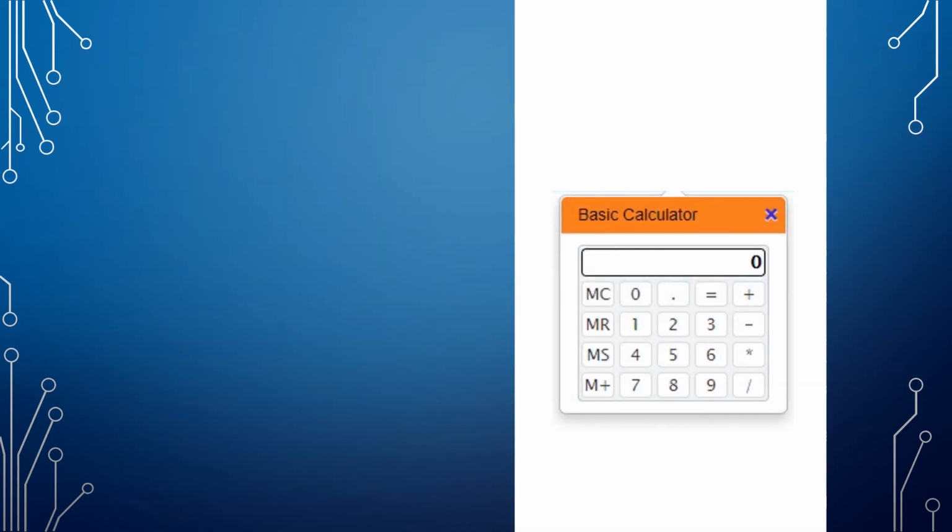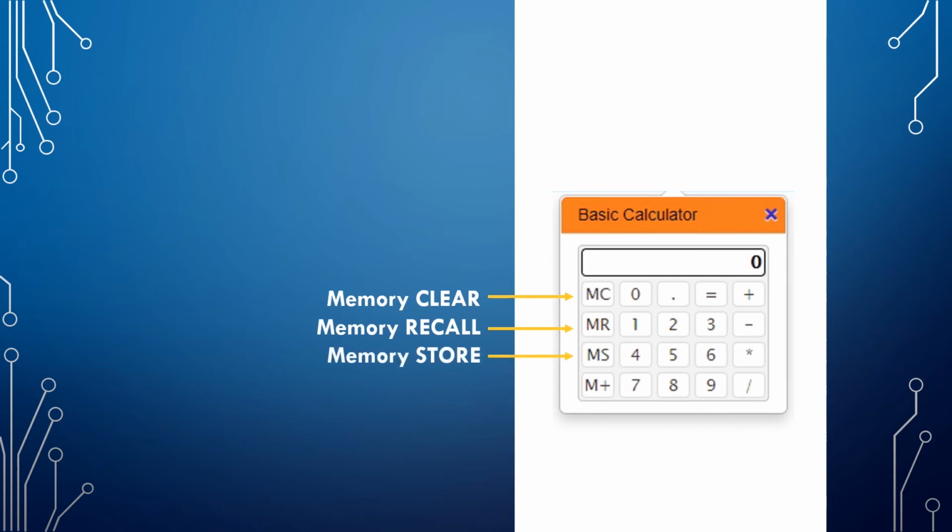Let's review the memory buttons. MC stands for Memory Clear. MR is Memory Recall. MS is Memory Store. And M+ is Memory Add.